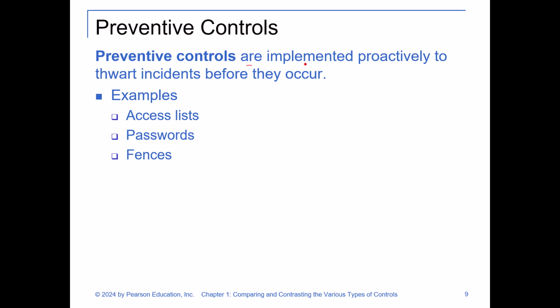They are implemented proactively to thwart an incident before they occur. Access lists are a good preventative control. They prevent your access before you can do anything. Fences. So again, they prevent you from going too close to a building. These are preventative controls. Again, proactive, to stop an incident before it occurs.